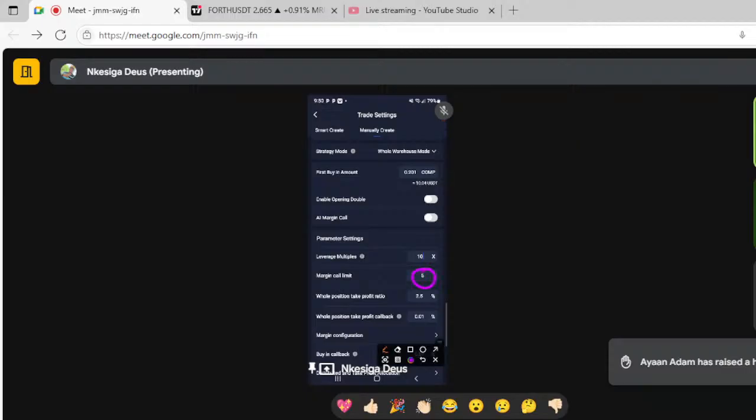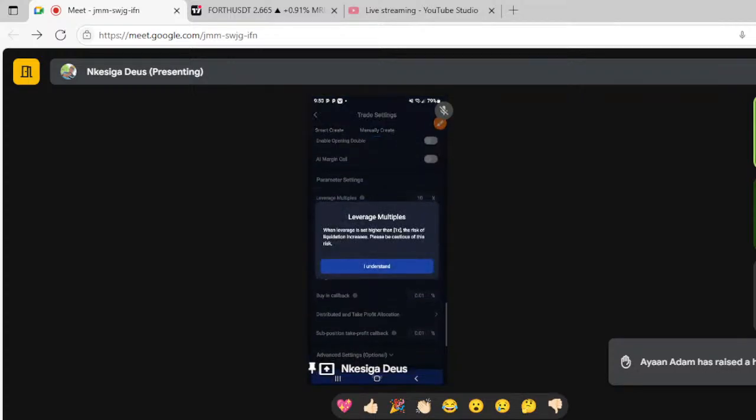Meaning if you are using 20, you need 20 times 5, which is 100. If you are using 10, you need 10 times 5, that is 50. Meaning you need $50 to run for this coin. Hope we are together, guys.